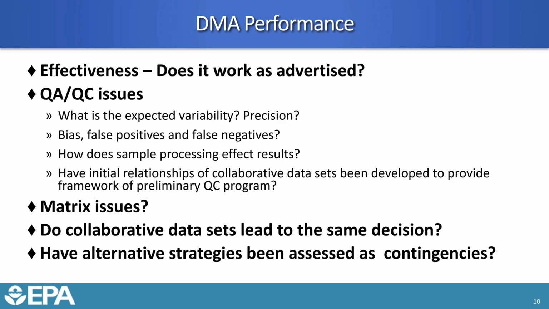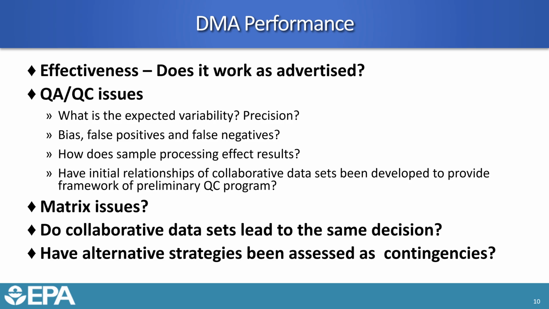So there are several different performance considerations for demonstrations of method applicability. One is effectiveness. Did it work as advertised? Did it achieve the goals that we anticipated? And there are a number of different quality assurance and quality control issues that must be considered. What is the expected variability with a new process? How did it affect precision? Is there any bias, and how did it affect the false positives and false negatives?